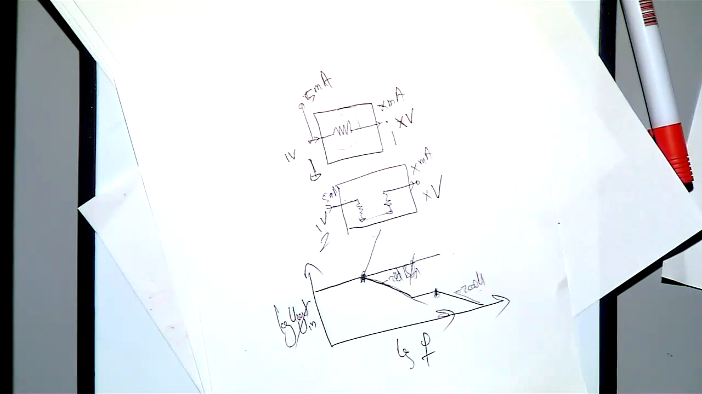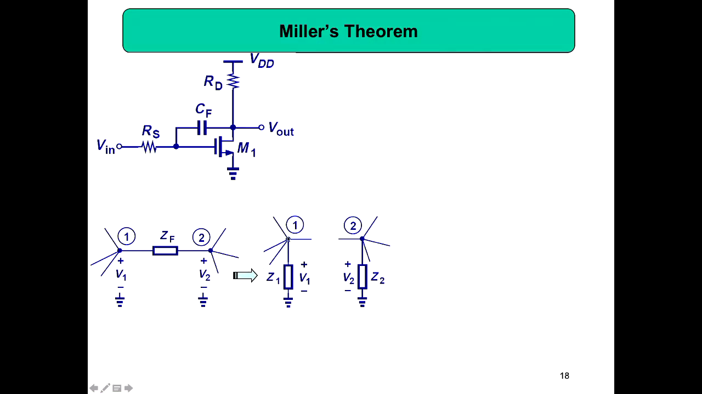That is what Miller did. So Miller did, it is possible you can split it, but the only thing you have to be careful about is that the currents going in should be the same. The same current should come from here to here, the same current should come from here to this point. That is called Miller's theorem.